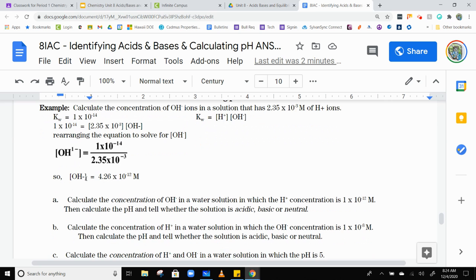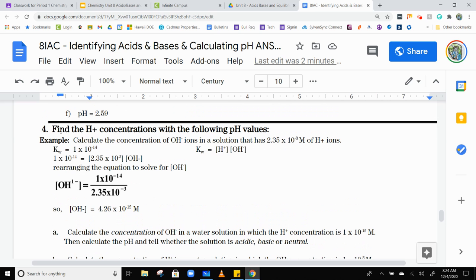Oh, I think this one I forgot to change. Oh man, I got to change that. So all of this is wrong here. This should not say pH values. So on your sheet, number 4, it looks like the directions are right, just the label here. Find H plus concentration with the following pH values. That's not right, but the rest of this is right.